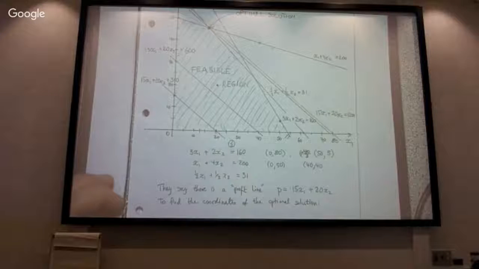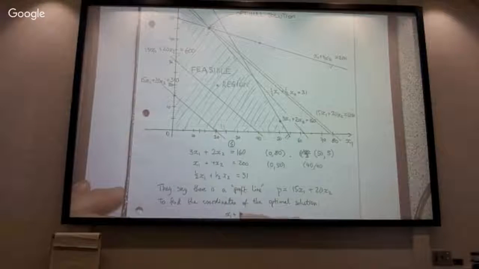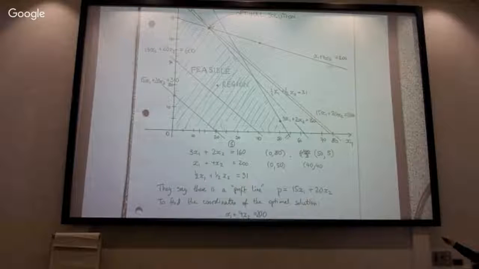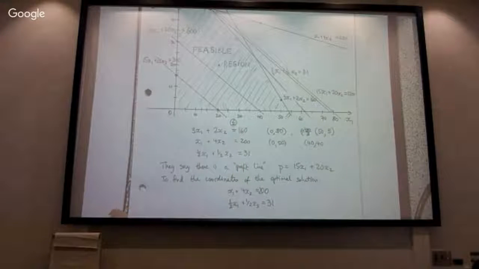the optimal solution satisfies x1 plus 4x2 equals 200, because it's on this line. And it's also on this line, which has this equation, so it also satisfies half of x1 plus half of x2 equals 31. So if you solve this system, what do you get? Have you got it yet?